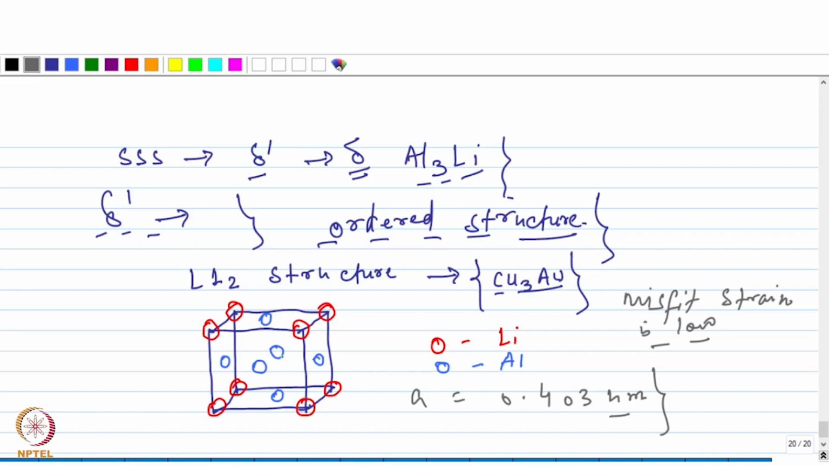Okay, and these precipitates in terms of the morphology have a spherical shape. And this shape remains spherical throughout the entire aging period. So let us again have a look at the order strengthening which occurs in this case.